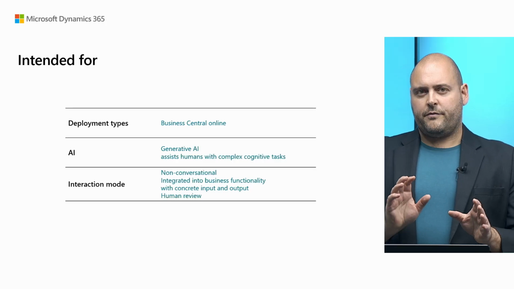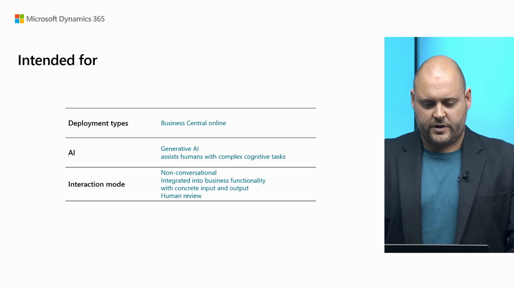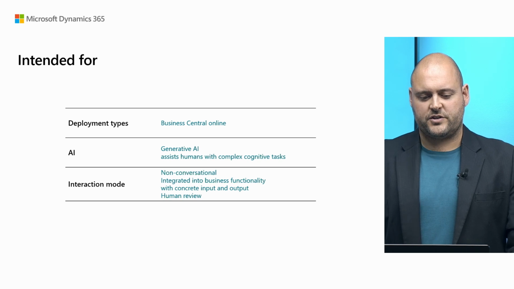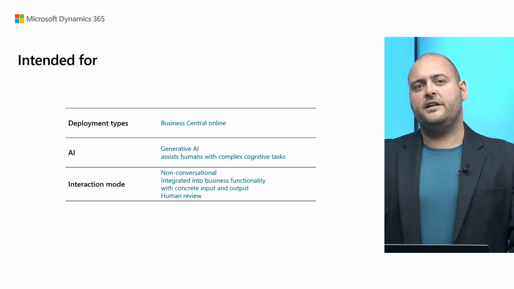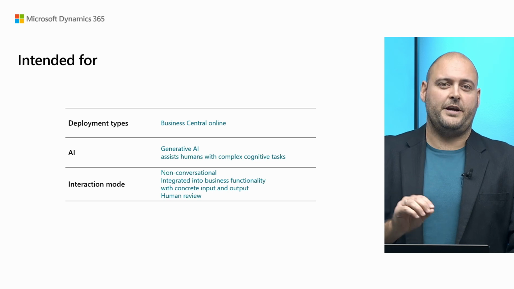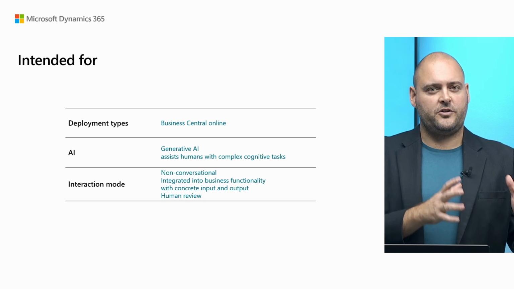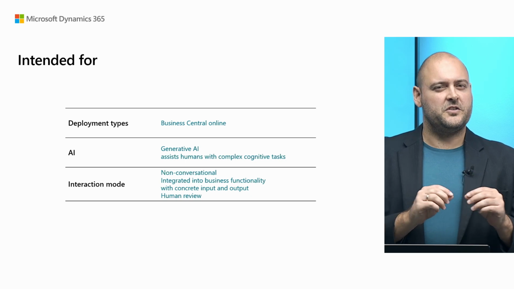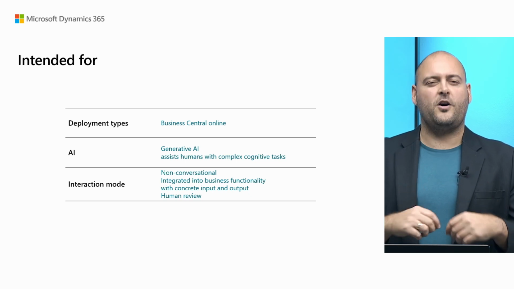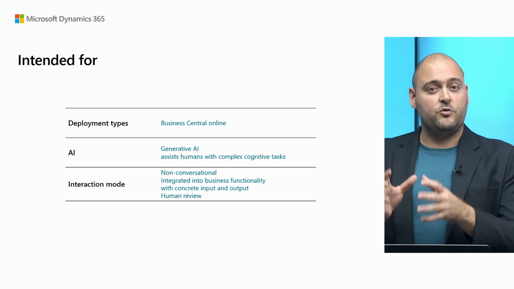Let's talk through a couple of details here as we enter this. So what is this intended for? What are the developer tools intended to address? So first of all, this is designed for Business Central Online, what we often refer to as SaaS. In terms of AI, this is also very much designed for generative AI using Azure OpenAI Service. The idea is to assist the human in solving some complex cognitive tasks. And this is an important point, assist the human. So we're not building autopilots that automatically do a whole bunch of things outside of humans' control. Here we're putting humans in control.